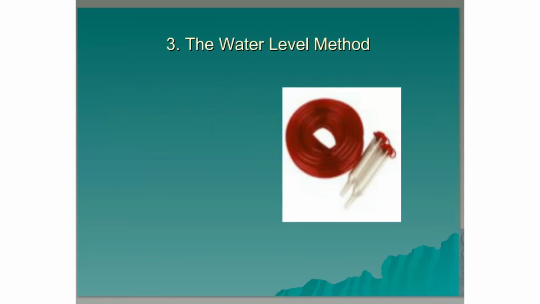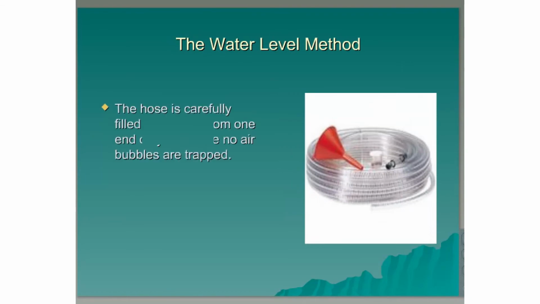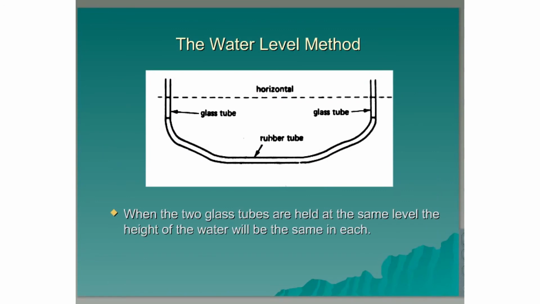The third method is the water level method, and this is the most accurate. The modern water level comprises a length of rubber hose with a glass tube attached to each end, as seen in the photograph opposite. The hose is carefully filled with water from one end only to ensure no air bubbles are trapped. When the 2 glass tubes are held at the same level, the height of the water will be the same in each one.